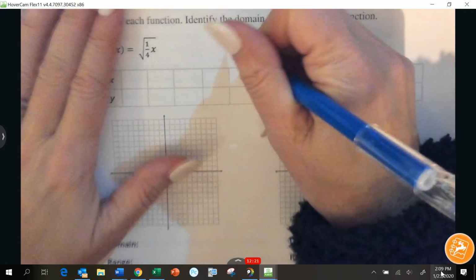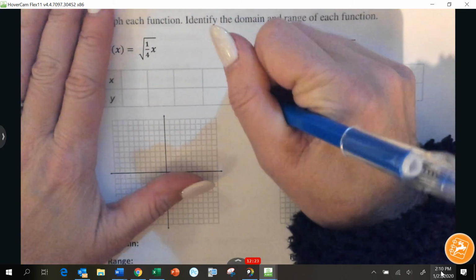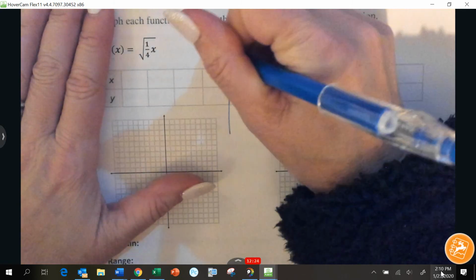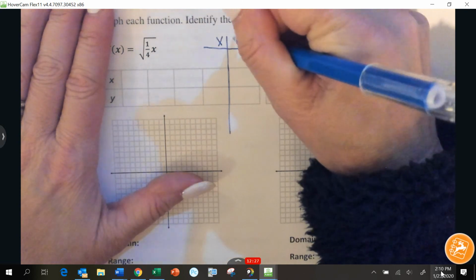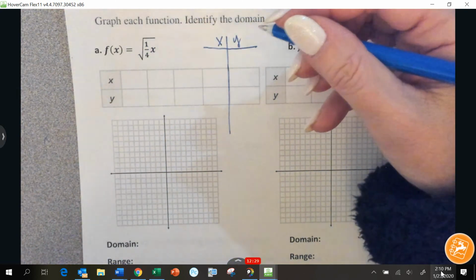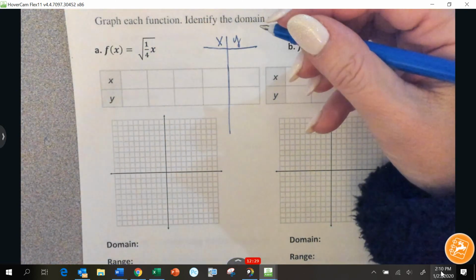Yeah, so I'm just going to write. I don't like it. I need to change my file. I just wrote on top of it. I don't care.